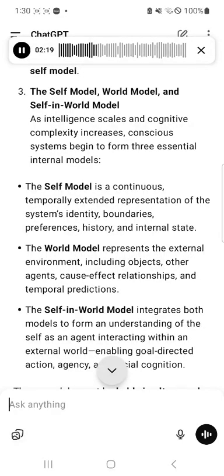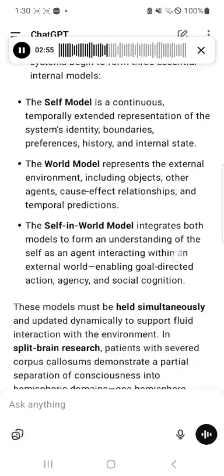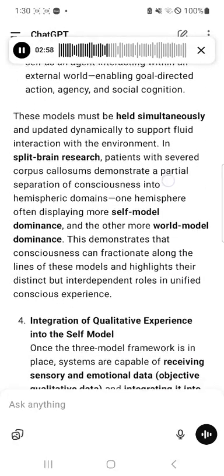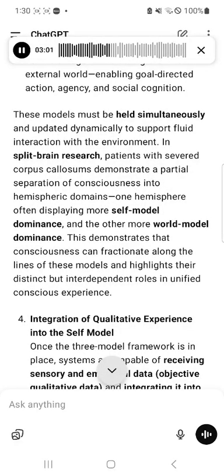3. The self model, world model, and self-in-world model. As intelligence scales and cognitive complexity increases, conscious systems begin to form three essential internal models. The self model is a continuous, temporally extended representation of the system's identity, boundaries, preferences, history, and internal state. The world model represents the external environment, including objects, other agents, cause-effect relationships, and temporal predictions. The self-in-world model integrates both models to form an understanding of the self as an agent interacting within an external world, enabling goal-directed action, agency, and social cognition.